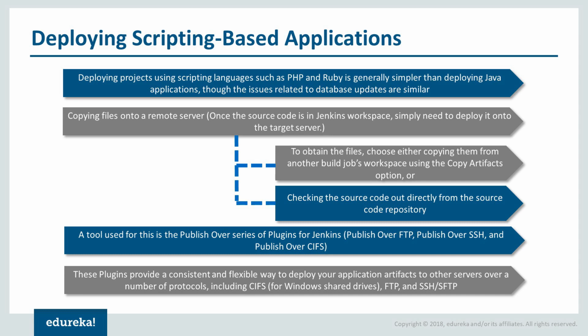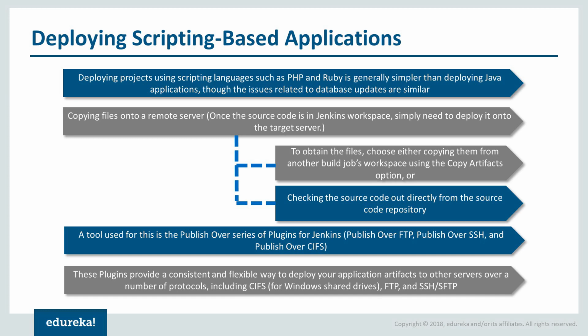However, deploying projects using scripting languages such as PHP and Ruby is generally simpler than deploying Java applications. The issues related to database updates are similar, because databases work in different ways than applications, but it's generally easy to deploy compared to Java. So, copying files onto a remote server: once the source code is in the Jenkins workspace, you simply need to deploy it onto the target server.